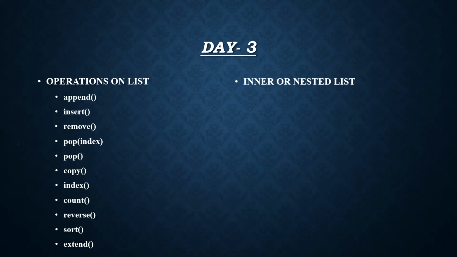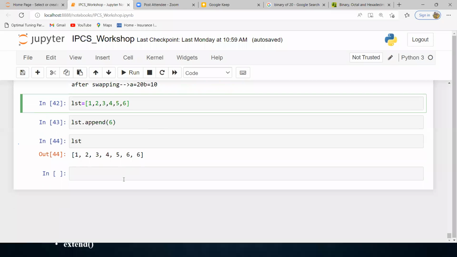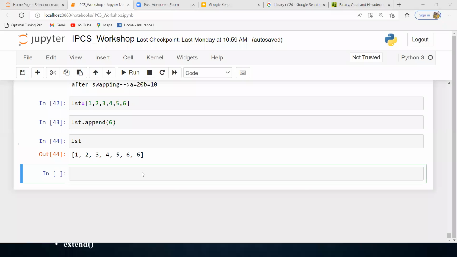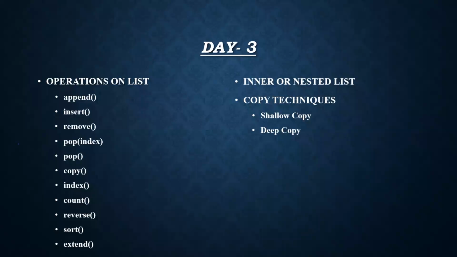After this, one more thing we have is inner list or nested list. We all know how to create a list, but how can we deal with an inner list, a list inside a list? I'll show everything. After this, the copy techniques. We have two techniques: one is shallow copy, and the second is deep copy. So let's go with this.